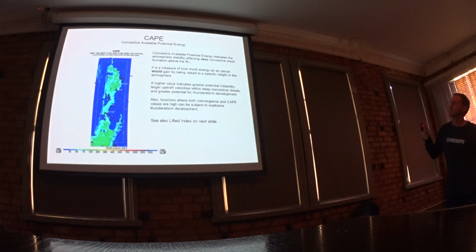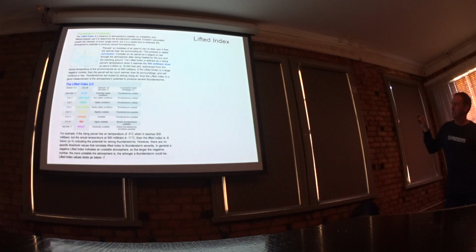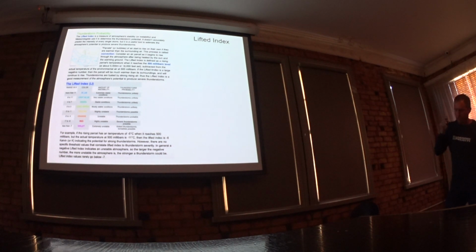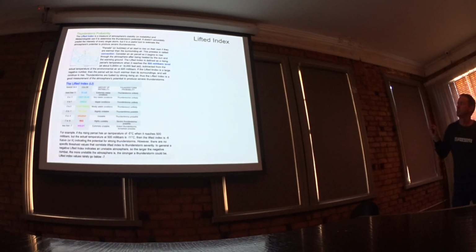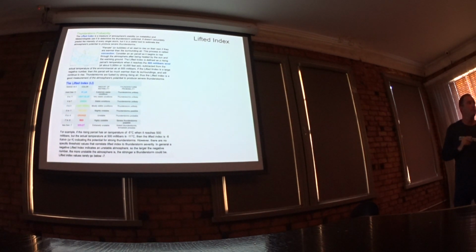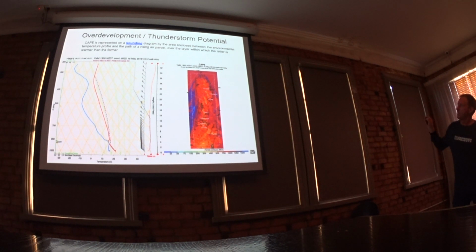So if we flip to the next slide, this is lifted index. I'm not going to go through this, but this is thunderstorm potential as well. And if you're a geek, you can work it out and it'll give you a rating for thunderstorm potential. It sort of works alongside the CAPE. So if we flip to the next slide, please. Okay, so this is a CAPE with a few different colours on it, and you can see it's way up here. So if I see that, I'm probably not going to go flying. So, probably not.